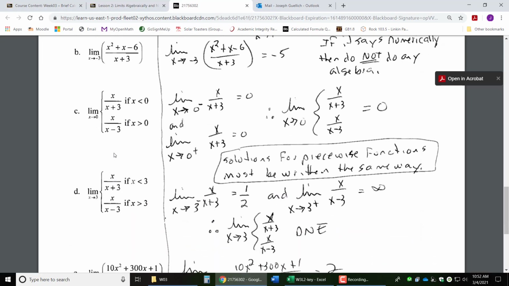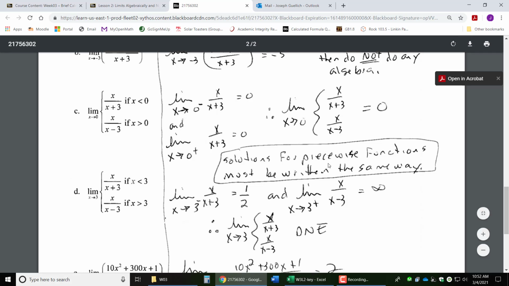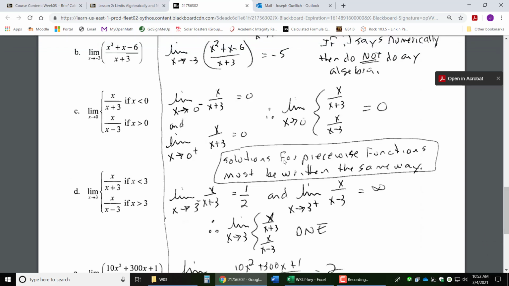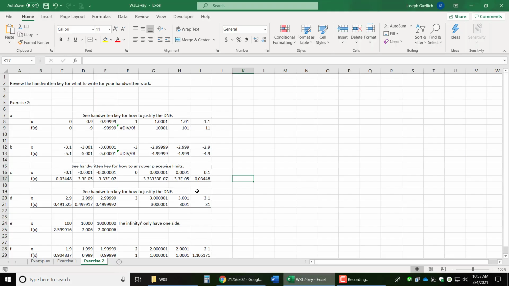Alright, number 3 is piecewise. Remember, whether or not the limit exists, when you do a piecewise function, you have to write things out the same way. You do the left limit, the right limit, and then that final answer. And it doesn't matter whether it's algebra or it's in Excel with numerically, like that.